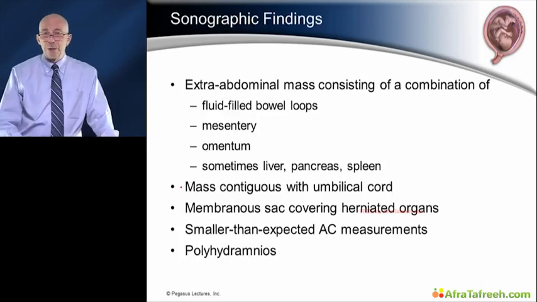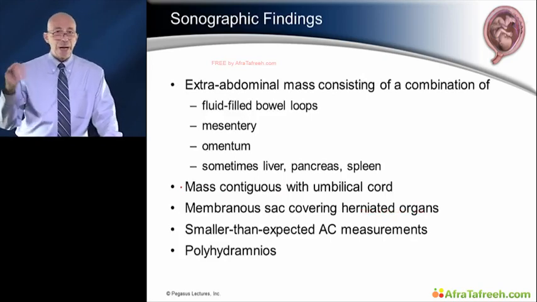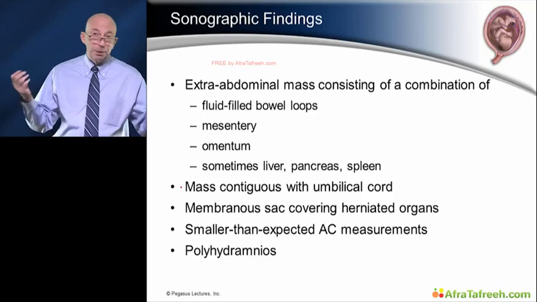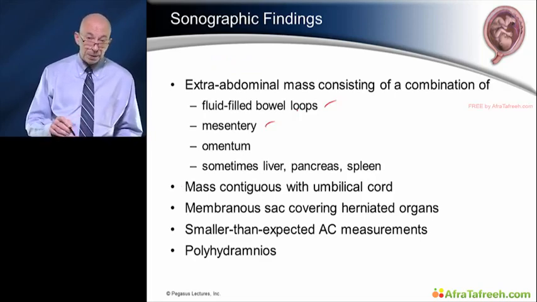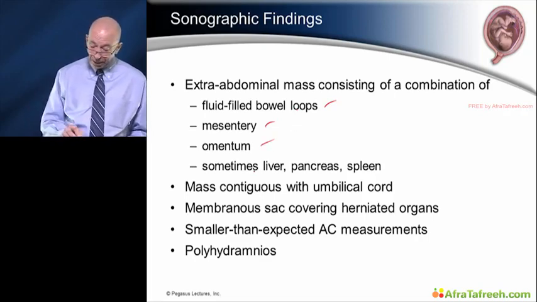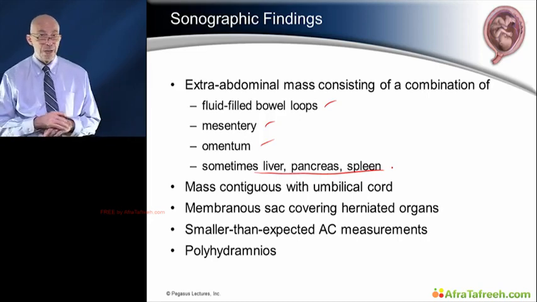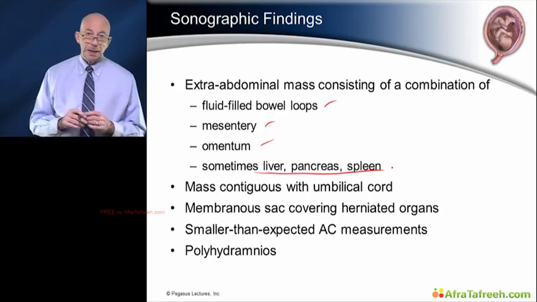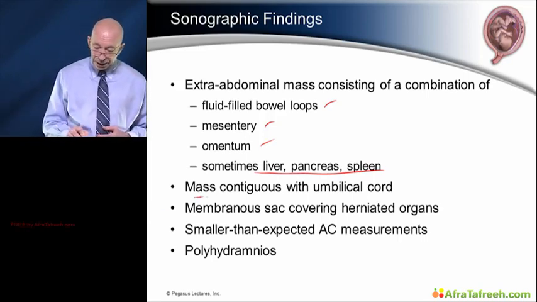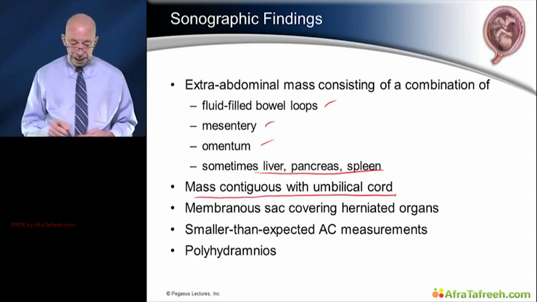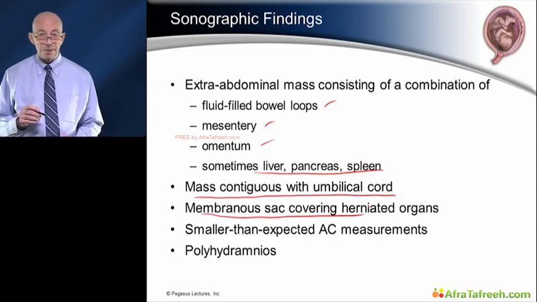Sonographic findings will demonstrate an extra-abdominal mass containing a combination of intra-abdominal contents. There may be fluid-filled bowel loops, mesentery, omentum, and sometimes the liver, pancreas, and spleen may also herniate into the base of the cord. The ultrasound finding will demonstrate that this mass is contiguous with the umbilical cord, and a membranous sac will be seen covering the herniated organs.